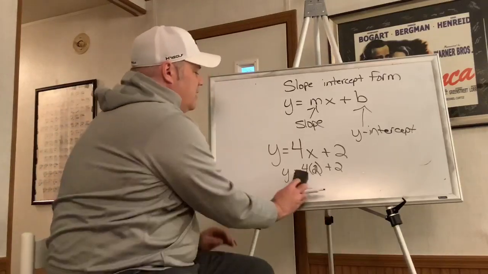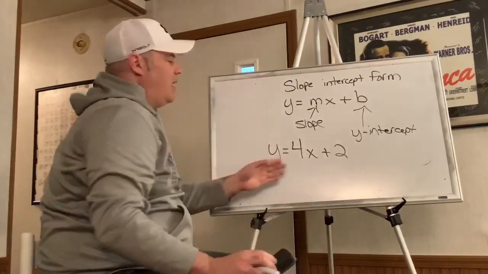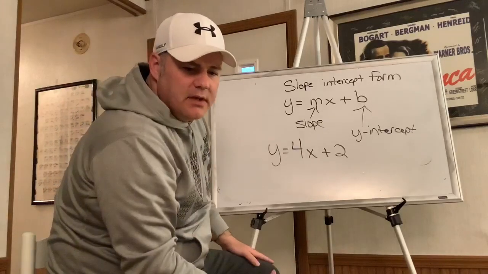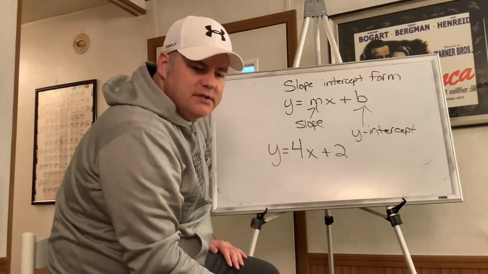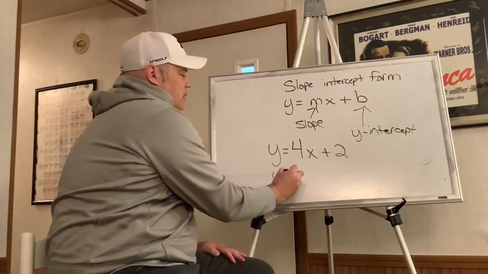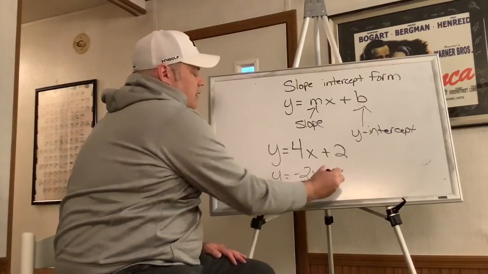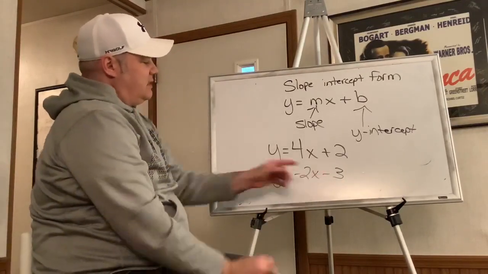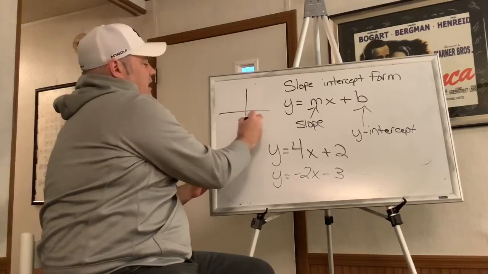But it needs to be in this form, y equals 4x plus 2. Another one could look like y equals -2x minus 3. All this means is it crosses the y-axis at -3.